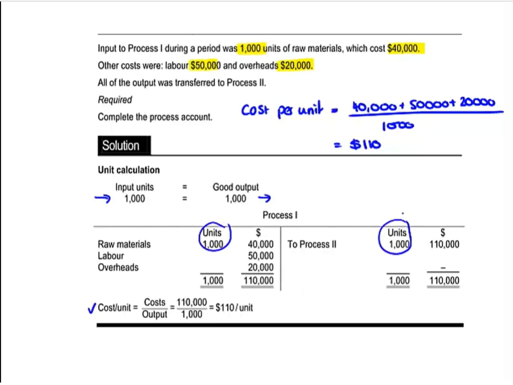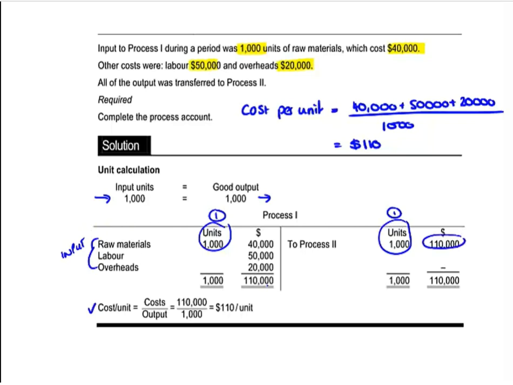You'll notice here then in our process account that we've got two columns, and the one that we complete first is the one for units, because we need to make sure that our units balance on both sides, and then we can complete all of our input costs, which here are the raw material, the labour and the overheads, and then we can value our unit of good output at $110, so that's where our final 110,000 will come from.